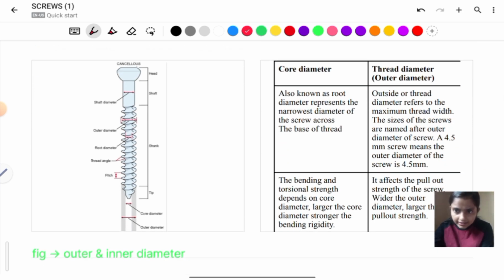This is the head. This is the shaft. And this is the thread. And this is the tip. This is the core diameter. And this is the outer diameter.